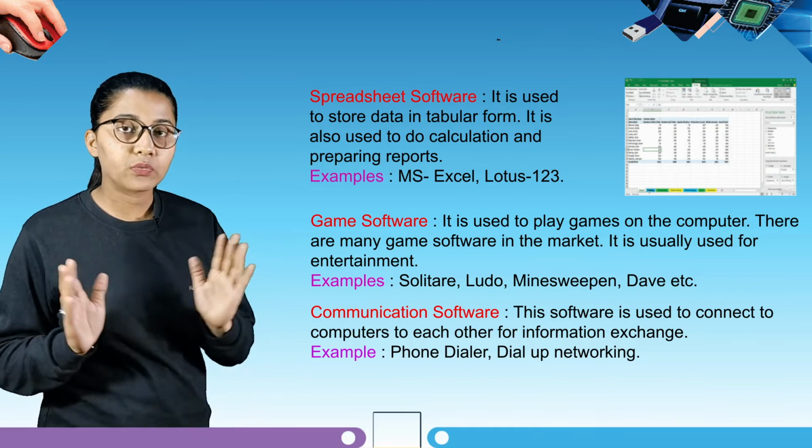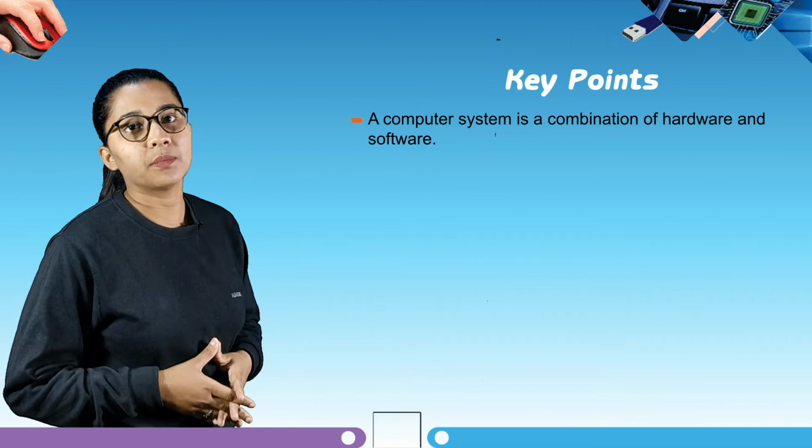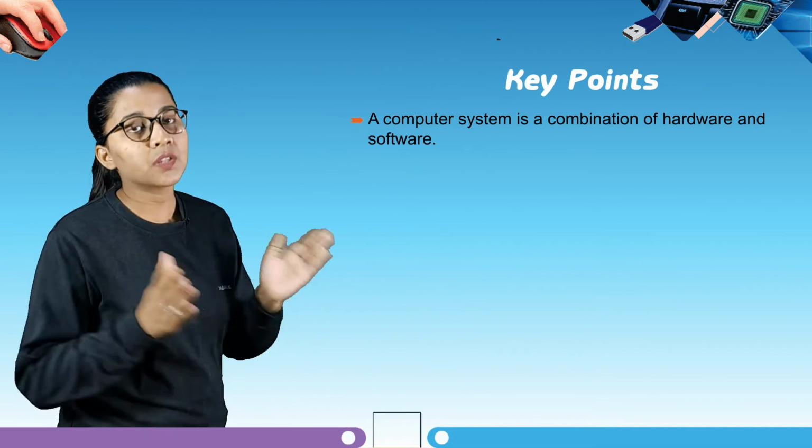So students, what we have learned in this chapter, let's have a quick look at some lesson objectives. A computer system is a combination of hardware and software.